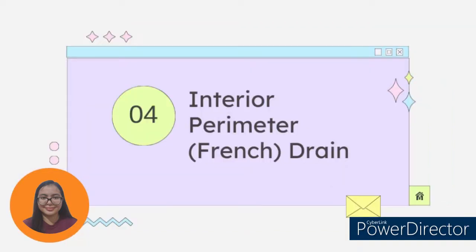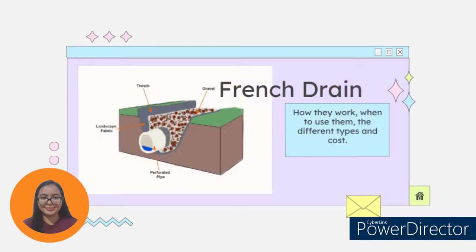Another type of subsurface drainage system is the interior perimeter drain or the French drain. So this is how a French drain looks like. It has a trench, a gravel, a perforated pipe, and a landscape fabric.